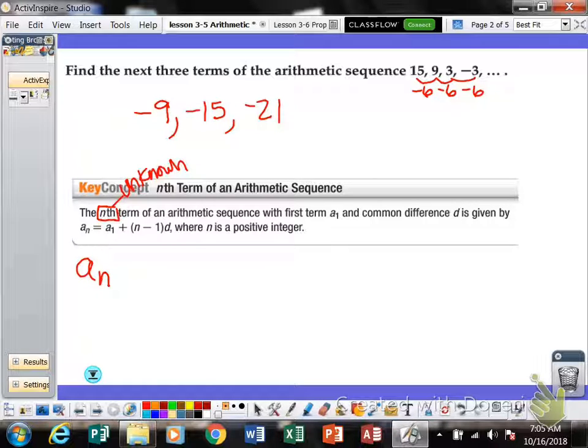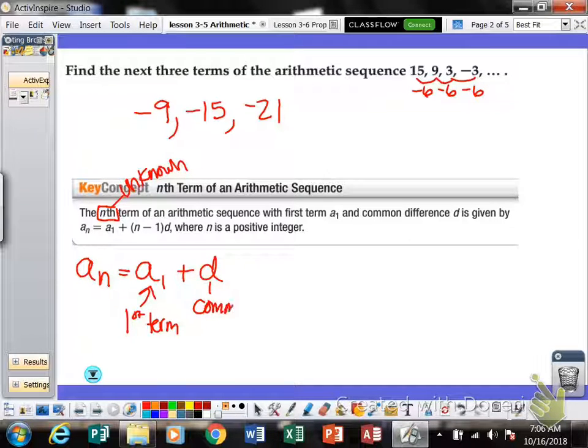So a sub n equals a sub 1. So we want the first term in the sequence. Whatever that first term is, that would be the a sub 1. The a sub 1 is just notation. Plus, now I like the d to be out in front. It's really entirely up to you. But d then is your common difference, or your constant.